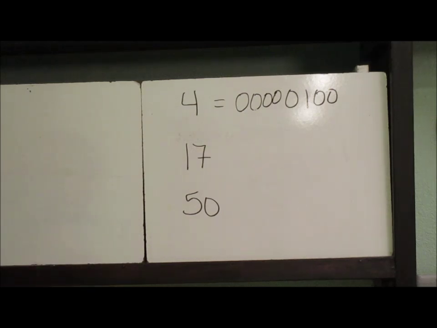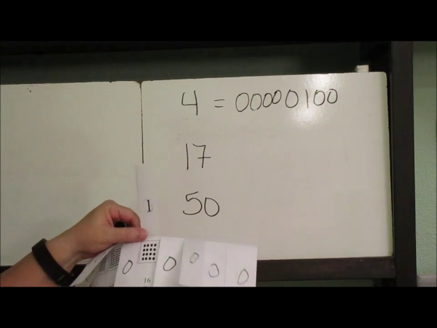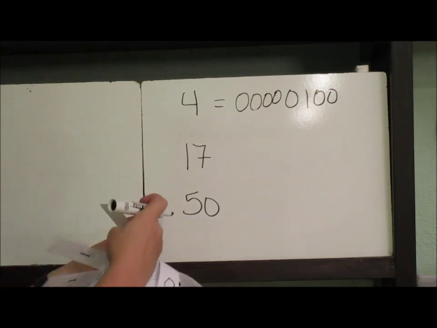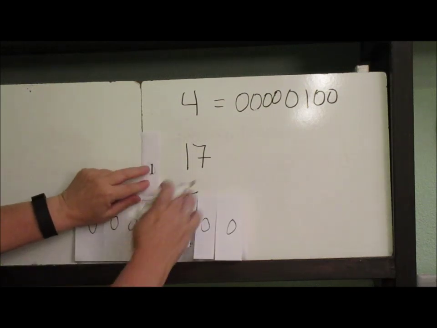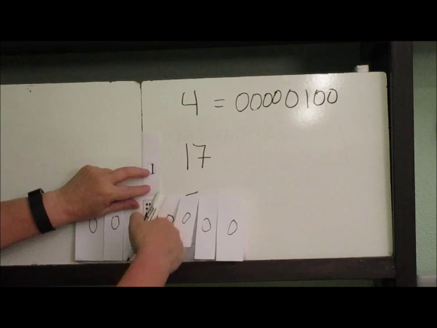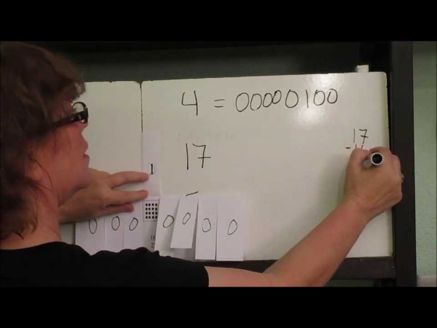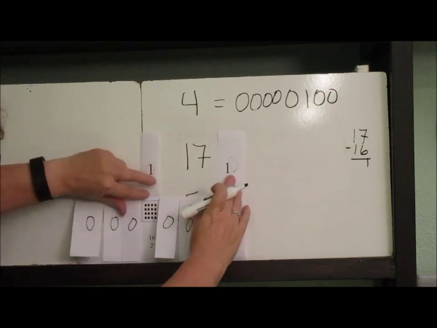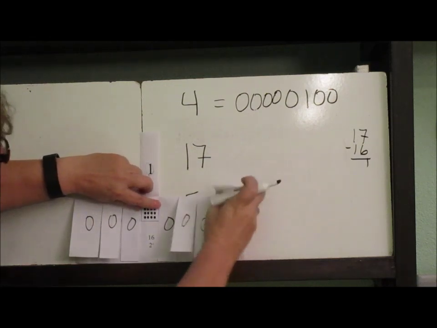Now let's do 17. I'm going to flip up the first number that's less than 17. So I can't flip up 32, 32 is more. I'm going to flip up 16. This is the first one that's less than 17. Now if I subtract, that's what they did in the video, if I subtract 16, I have one left over. Well, I know I've got a one over here, so I would flip up the flaps just like this. 16 and one gives me 17.